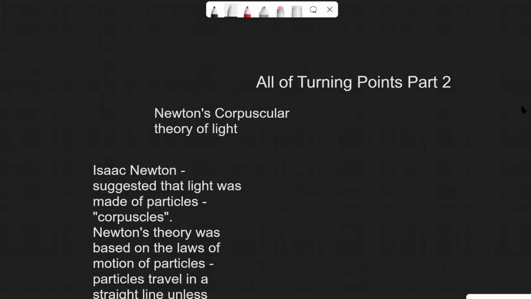Let's revise the whole of turning points in AQA A-level physics. So this is part 2, and I'm going to link part 1 in the description of this video. We're going to start this video off with Newton's corpuscular theory of light.